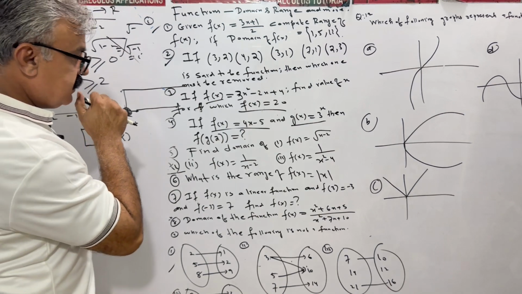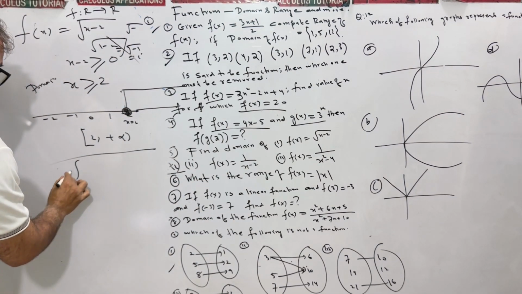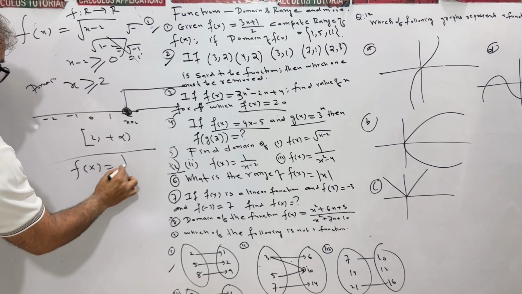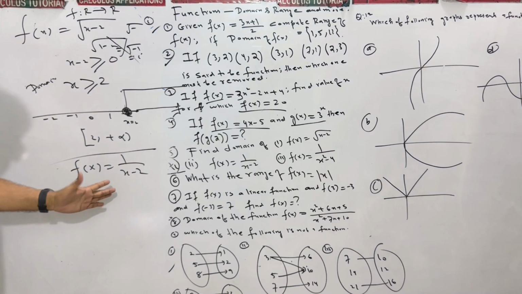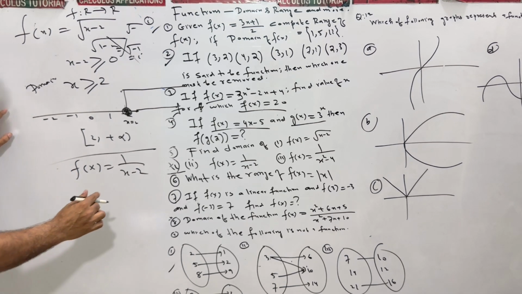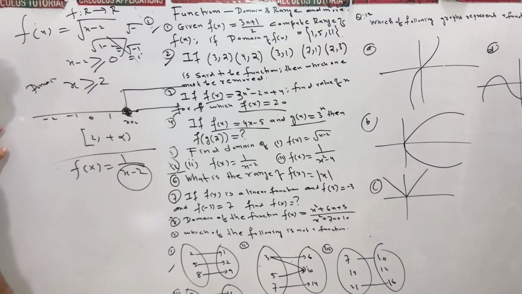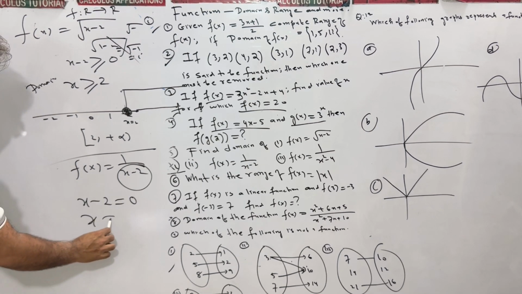The second question is based on having a denominator: f of x is equal to 1 over x minus 2. In the case of rational functions, where the variable is present in the denominator, the denominator can never be 0. Just simply set the denominator equal to 0: x minus 2 is equal to 0, which gives us x is equal to 2.